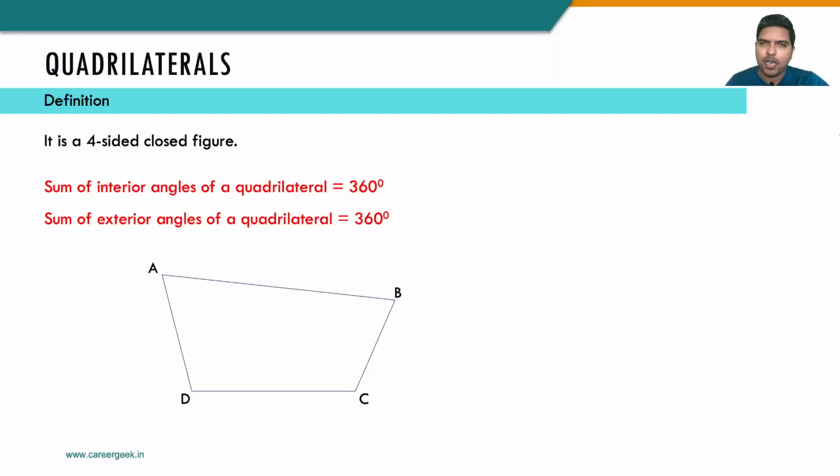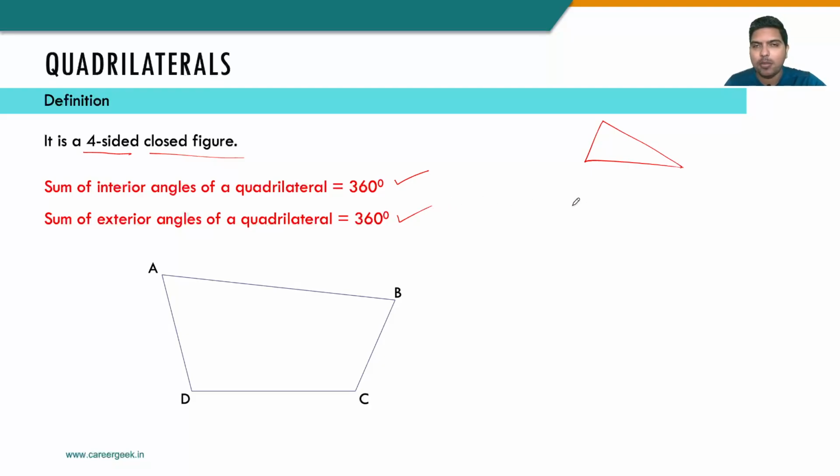Now we have seen triangles. What is a quadrilateral? A quadrilateral is a four-sided closed figure, the way a triangle is a three-sided closed figure. The sum of interior angles of a quadrilateral is 360 and the sum of exterior angles is also 360.